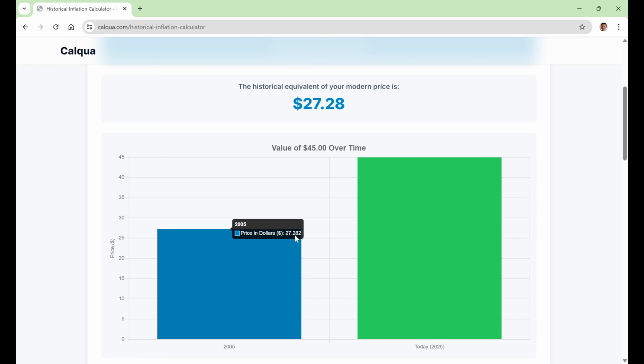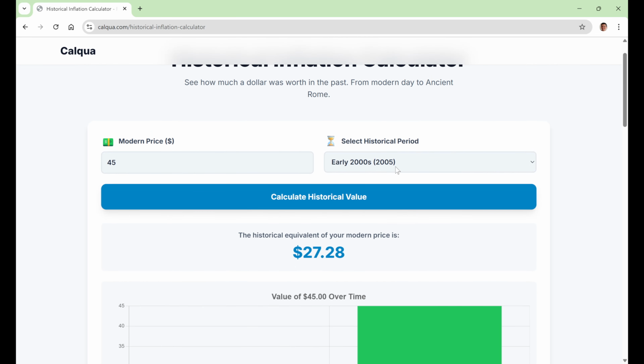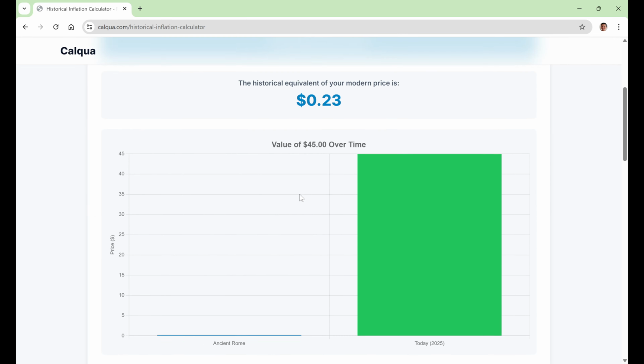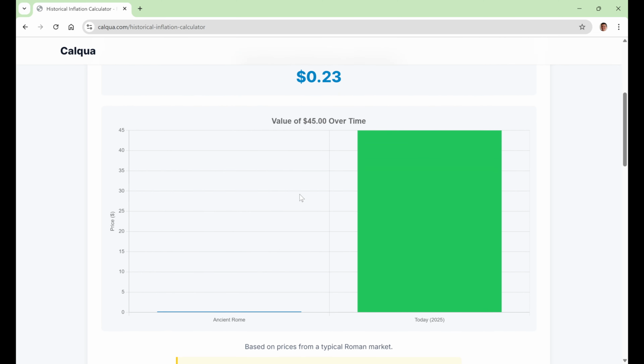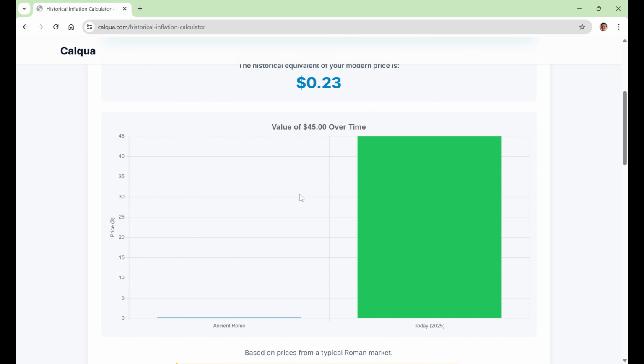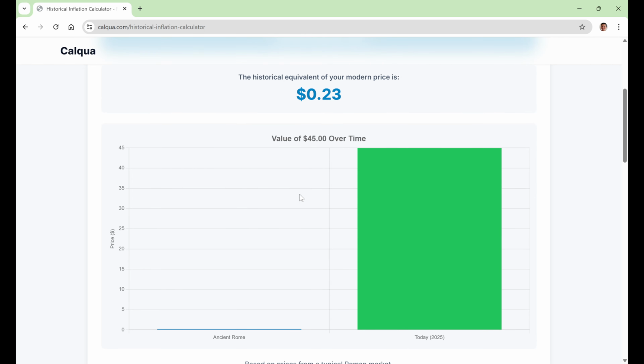Beyond these specific decades, our calculator can even take us back to the time of ancient Rome, approximately 100 AD. In this period, a formal CPI did not exist, so our calculation is based on historical approximations of the value of a staple commodity, a loaf of bread. The average daily wage for a laborer was 1 denarius, and a loaf of bread cost 1/8 of a denarius. Based on this historical data, our $45 price tag would have been equivalent to just $0.23 in ancient Rome.